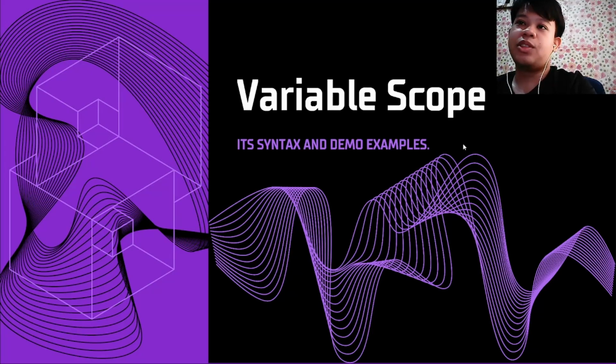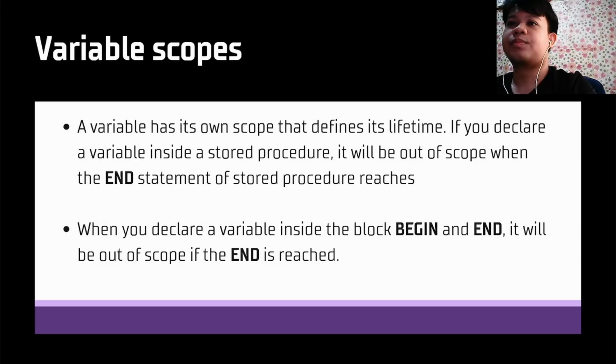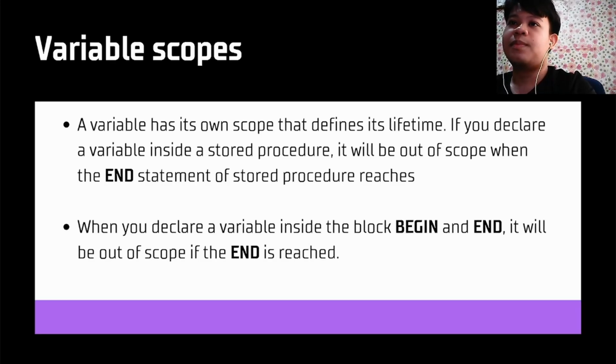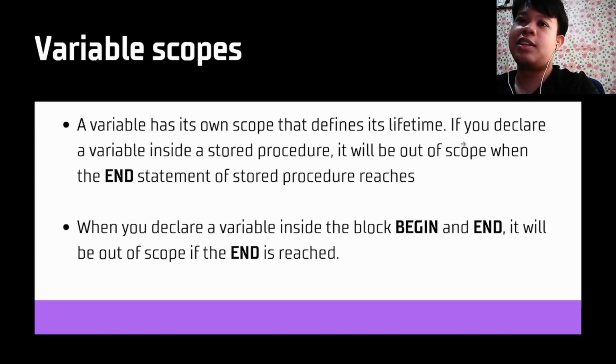And next, we're going to variable scope. So what is a variable scope? A variable has its own scope that defines its lifetime. If you declare a variable inside the stored procedure, it will be out of scope when the end statement of the stored procedure is reached. So meaning a variable scope is the scope of the variable inside the stored procedure. So it begins at start and it ends at end. So it cannot be called outside of that statement.